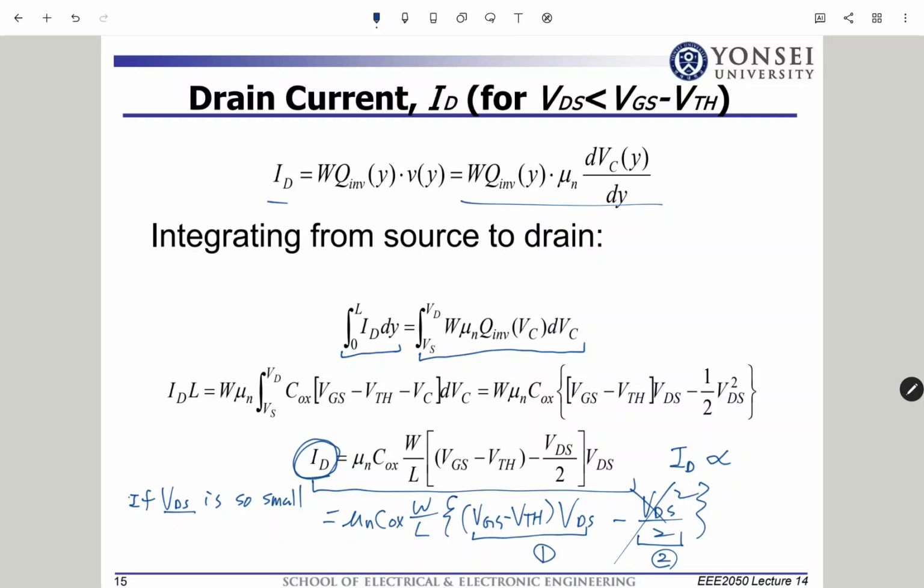Okay, so if we draw ID versus VDS, it is something like this initially. But then it becomes parabolic. But at the initial conditions, ID with respect to VDS is linear. So you've seen this before. Where?